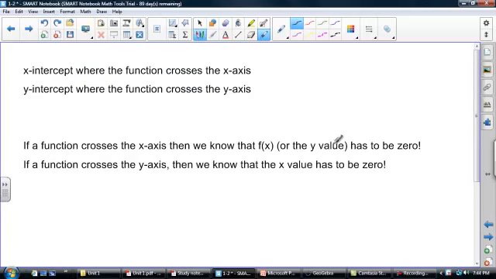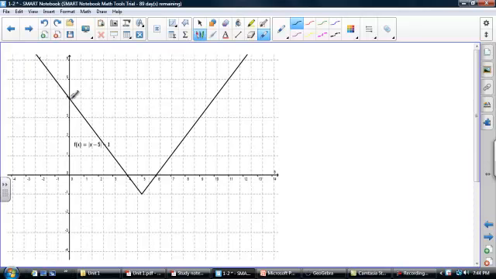Okay. Now, the next concept we're going to talk about is x-intercept. The x-intercept is where the function crosses the x-axis. The y-intercept is where the function crosses the y-axis. Pretty simple. Now, if a function crosses the x-axis, then we know for a fact that the f of x, or the y value, has to be 0. Remember this, it has to be 0. Same thing with the y-axis. If the function crosses the y-axis, then we know for a fact that the x value has to be 0. Remember that. So, we're going to find the intercepts here.